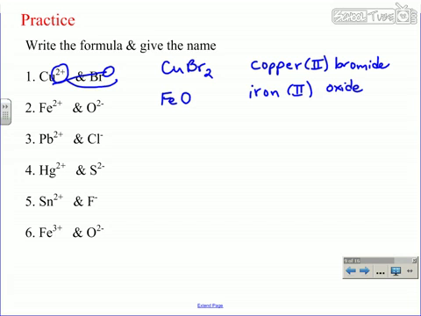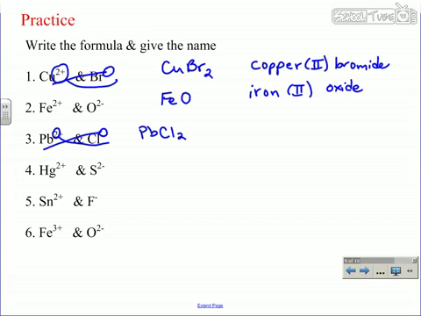So, let's do a couple more. How about number 3? Plus 2, minus 1, PbCl2. Lead chloride. Okay, close. Just look at your ion sheet.